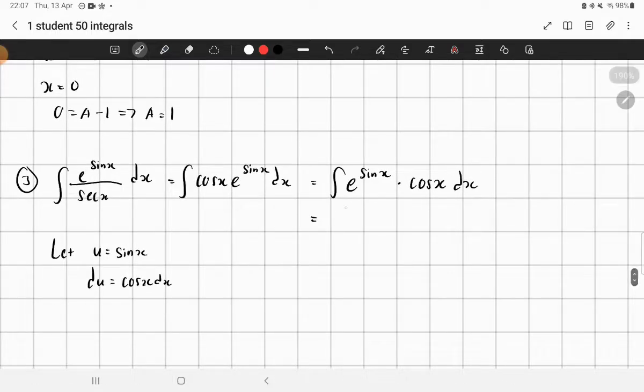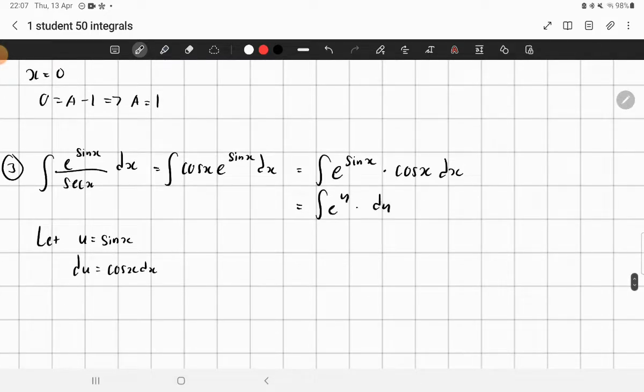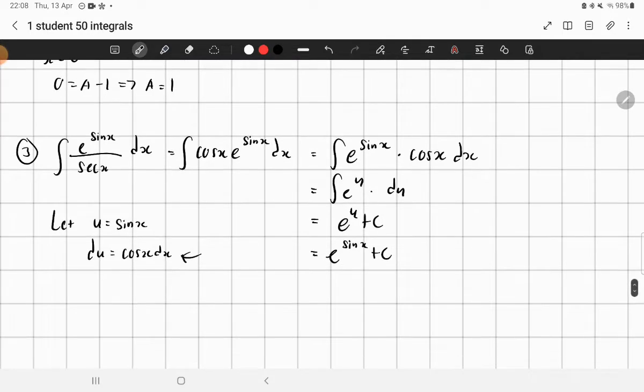So here, you know that sine of x will be u, with du because of this substitution, and the integral is equal to e to the power of u plus c. You have e to the power of sine of x plus c. I'm sorry.